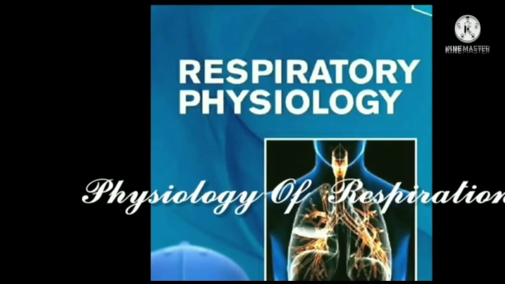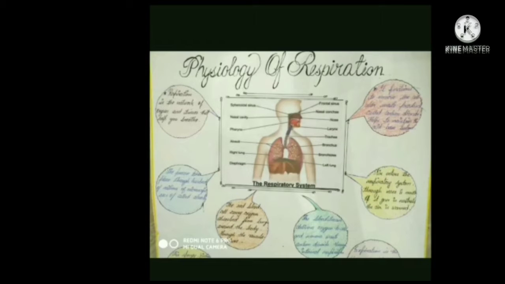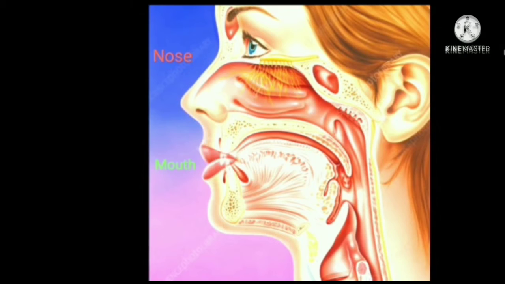Physiology of respiration. Air enters the respiratory system through the nose and mouth. If it goes in through the nostril, the air is warmed. The cells in our bodies need oxygen to stay alive. Carbon dioxide is a byproduct of respiration. Respiration is the network of organs and tissues that help you breathe.